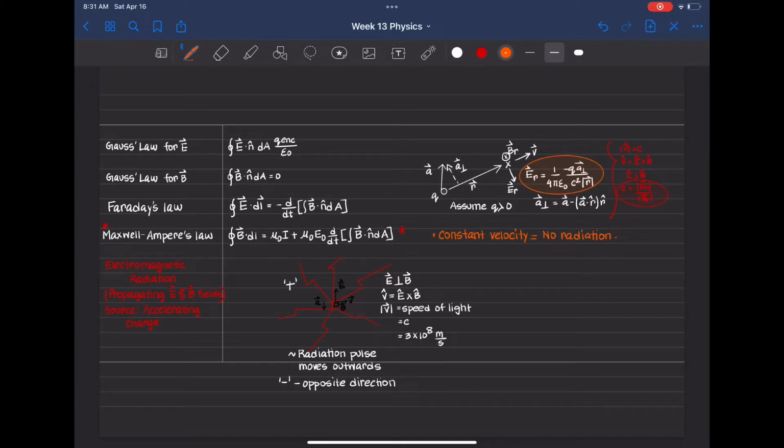So, this week we started off by having a brief overview of Coulomb's law and the Biot-Savart law. Then we went over Gauss's law for the electric field, Gauss's law for the magnetic field, Faraday's law, and also the Maxwell-Ampere law. Then we talked about a very critical topic, which is electromagnetic radiation.